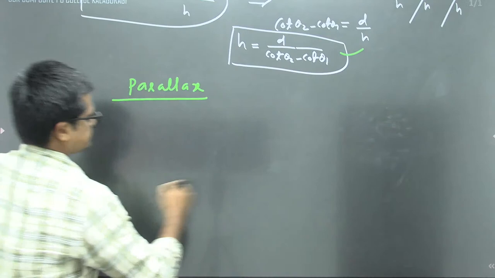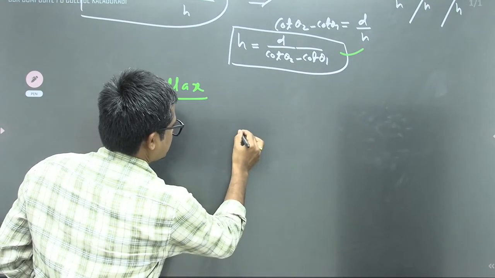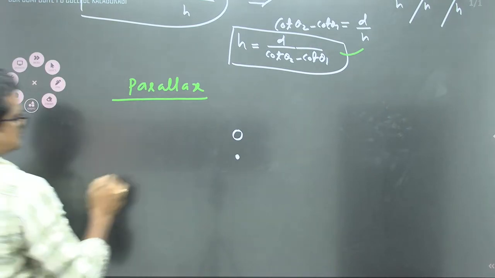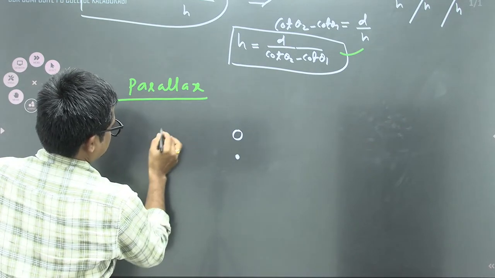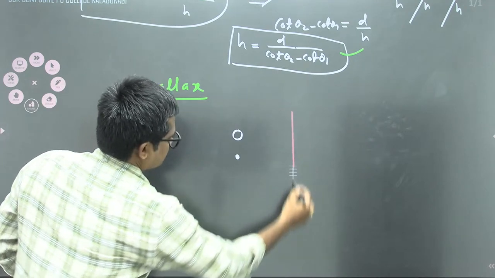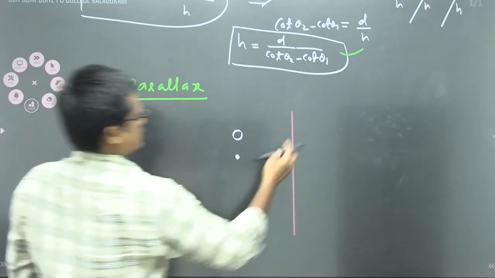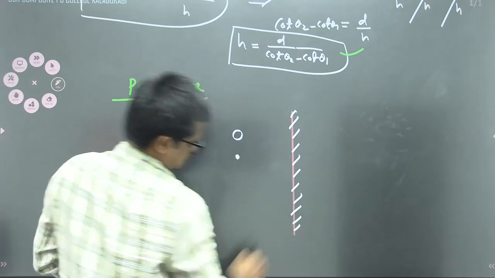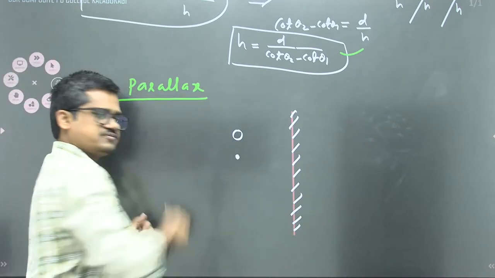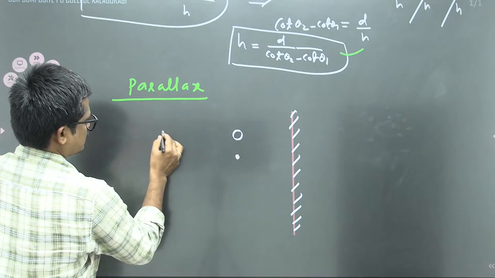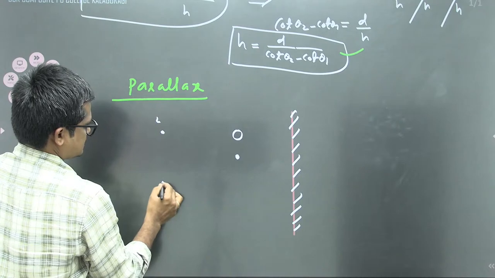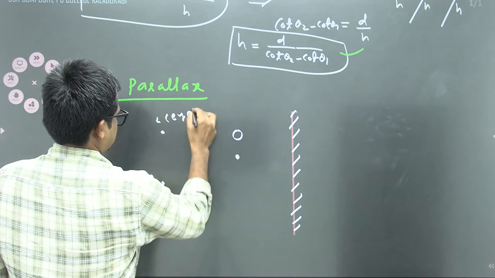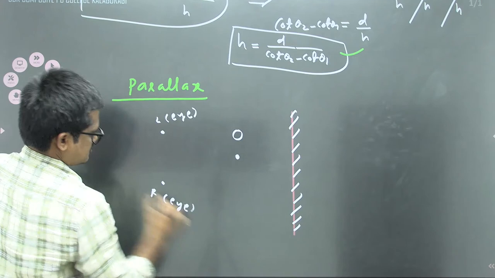I tell you, see here, this is the pen, let this be O. You are observing from here. Suppose this is the wall. Here you hold the pen. Assume this is your left eye, and somewhere here is the right eye. Okay or not?